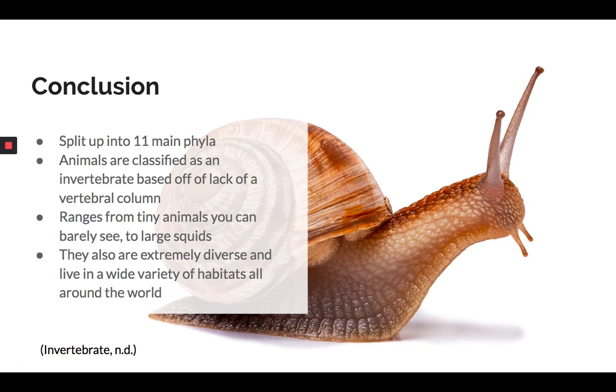invertebrates are split up into 11 main phyla. The animals are classified as invertebrates based off their lack of a vertebral column. They range from tiny animals that you can barely see to large animals like squid, and they are extremely diverse and live in a wide variety of habitats all around the world.